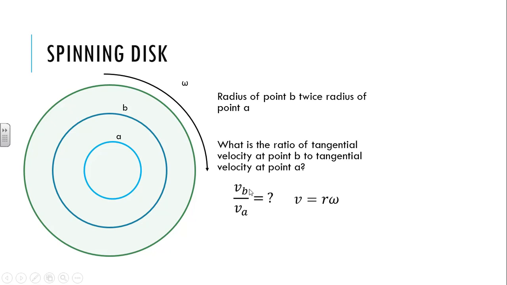So let's actually work this out. We're looking for the ratio VB over VA, and I know V is equal to R times omega. Well, VB would be RB times omega B. VA would be RA times omega A. Well, remember I said omega B and omega A are the same. They're both on this spinning disk. We know that the radius of B is twice that of A, so if we substitute that in, what we'd find out is that B is moving twice as fast as A, that ratio is 2.